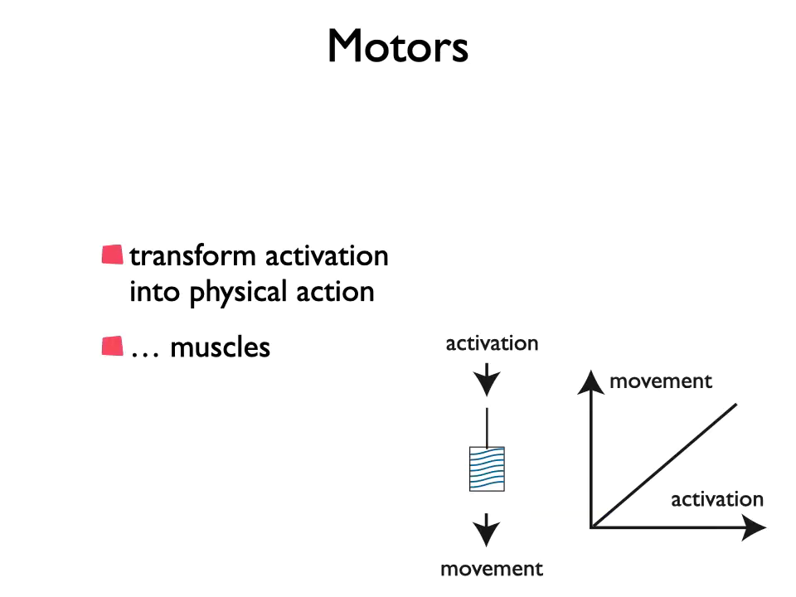Now, motor systems can be looked at analogously. You can think of motor system as being the transducer that takes activation as input and movement as the output, again characterized by some function. And you can think of the muscles being sort of ultimately the actuators in the nervous system.